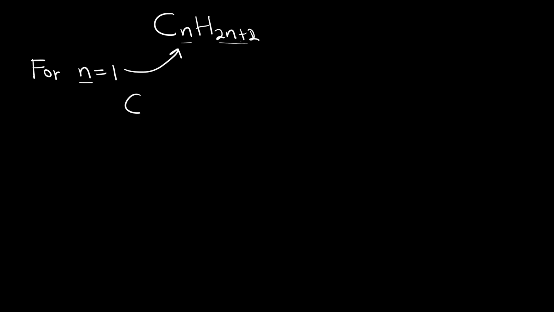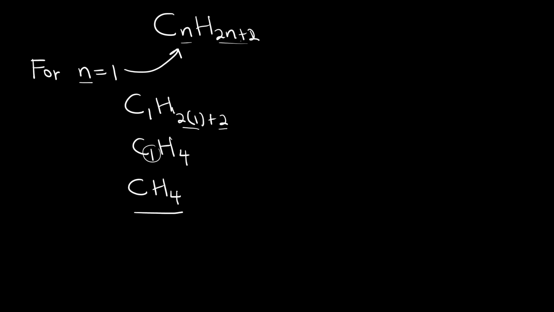For n equal to 1, we shall substitute the value of n in our general formula. We shall have C1 H(2 times 1 plus 2), and then we shall obtain C1 H(2 times 1 is 2, plus 2, which is 4), that is CH4. But we can ignore the 1 because even if you don't write it, it means it is 1. So we shall have CH4, the simplest organic compound, or the simplest hydrocarbon, or the simplest alkane, and we shall later realize that this is known as methane.